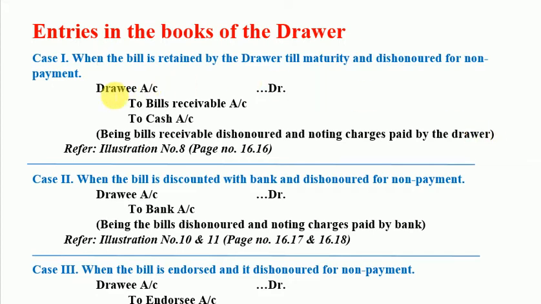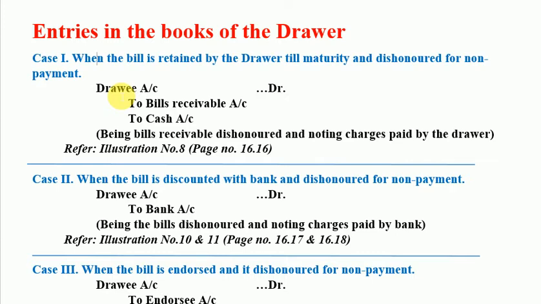Because whenever the bill gets dishonored, we have to reverse the entry which we passed when the bill was drawn. If you all remember, for bills drawn in the books of the drawer, the entry is bills receivable account debit to drawee. So you have to reverse this. It will become drawee debit to bills receivable account. It is the cancellation of that bill which was drawn previously by the drawer on the date of sale. Now the drawee again becomes the debtor of the drawer because the drawer has to collect money from him.